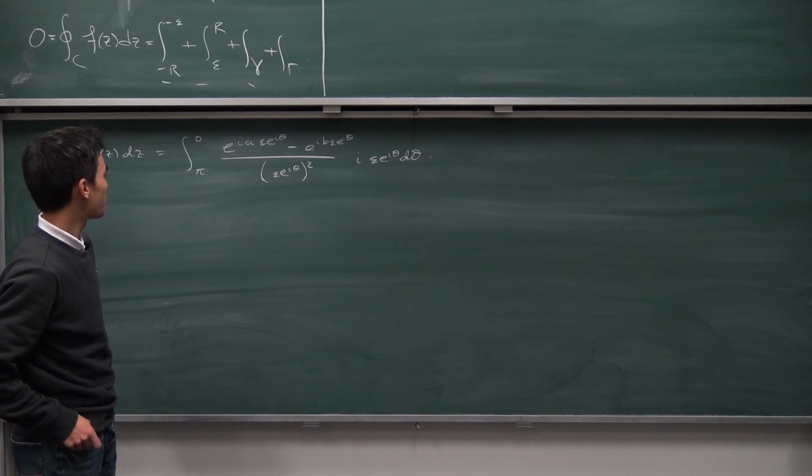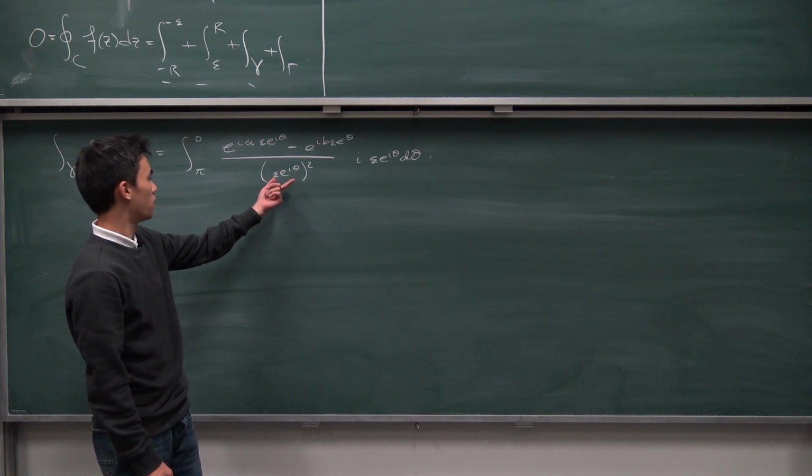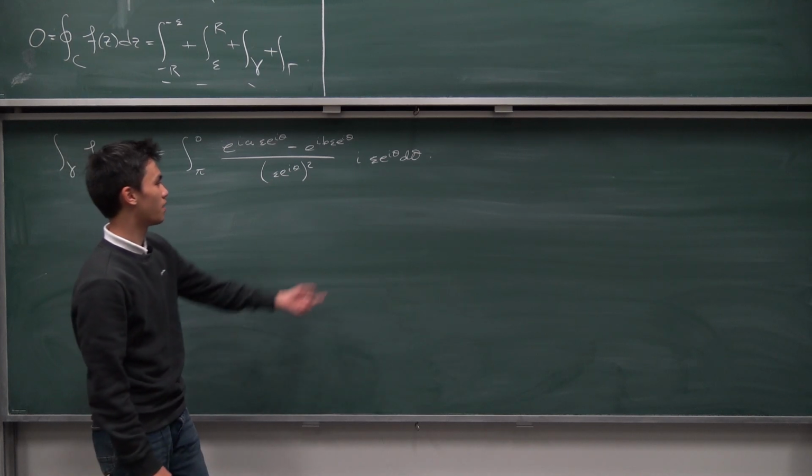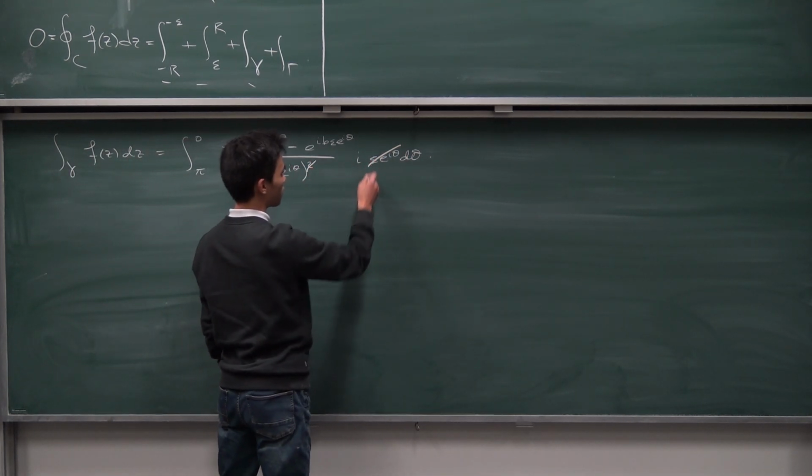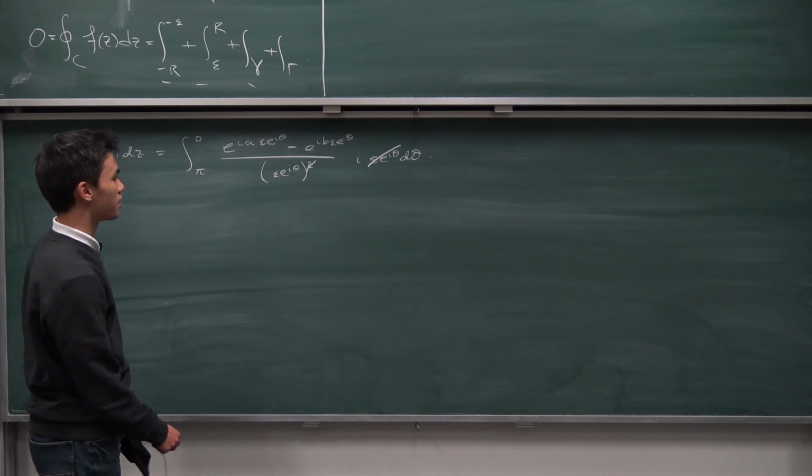Okay, now something nice happens here. In particular, we have 2 copies of epsilon e to the i theta down here and 1 copy up over here, so this square will cancel with this term over here. And what does that leave us with?